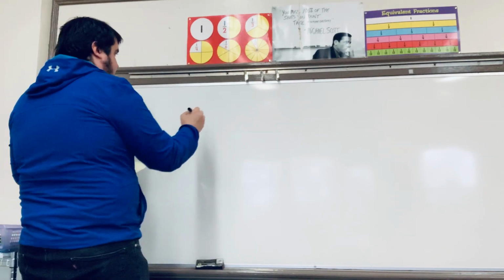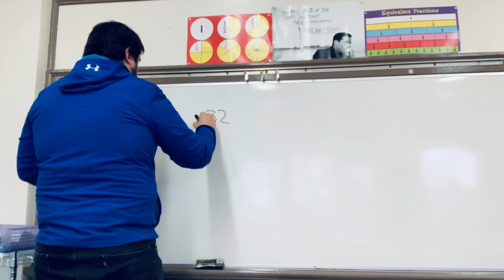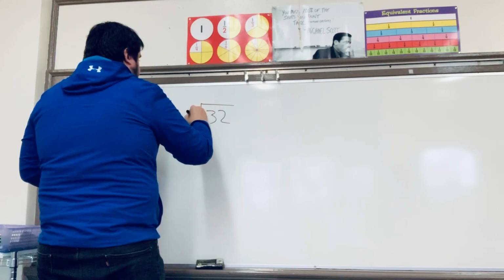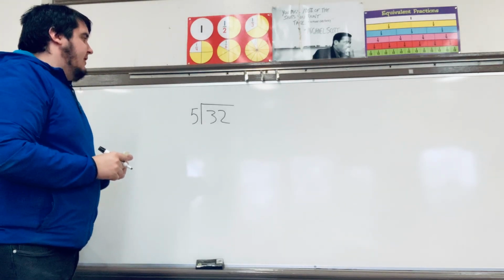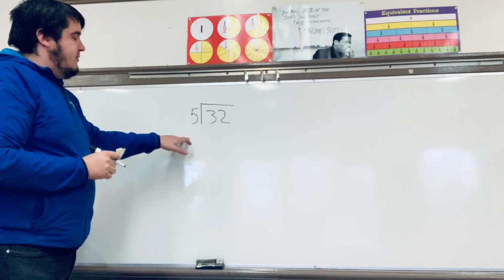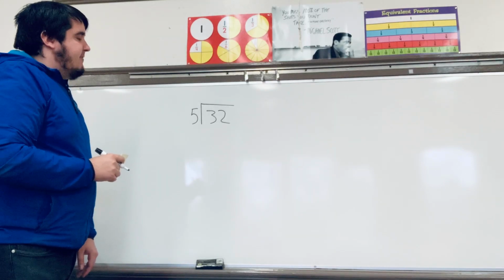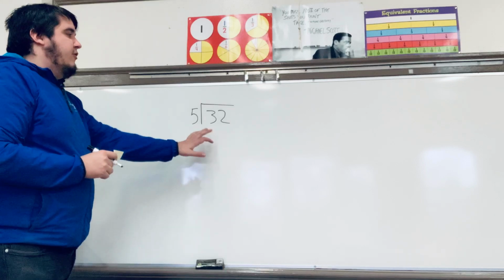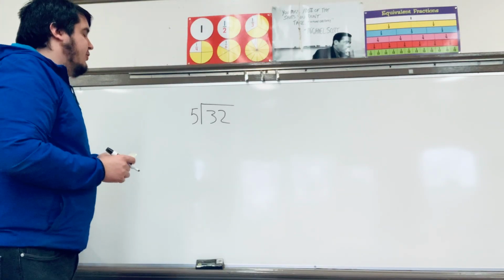So the next one we'll do is 32 divided by 5. Now I'm going to see, can 5 go into 3? Nope. So I need to figure out how many times 5 can go into 32. We're going to do the same thing we did with the last one. We're going to do some skip counting here.